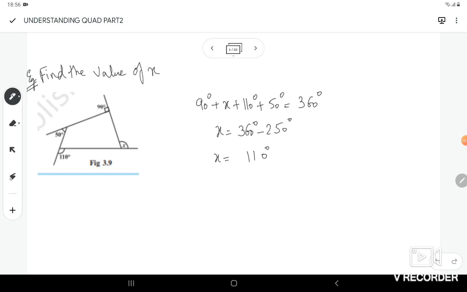Now based on this, we have an example in which we have to find the value of x. So we can use the same property, that is, the sum of external angles of a polygon is equal to 360 degree. So 90 degree plus x plus 110 degree plus 50 degree equal to 360 degree, and finally the value of x comes out to be equal to 110 degree.